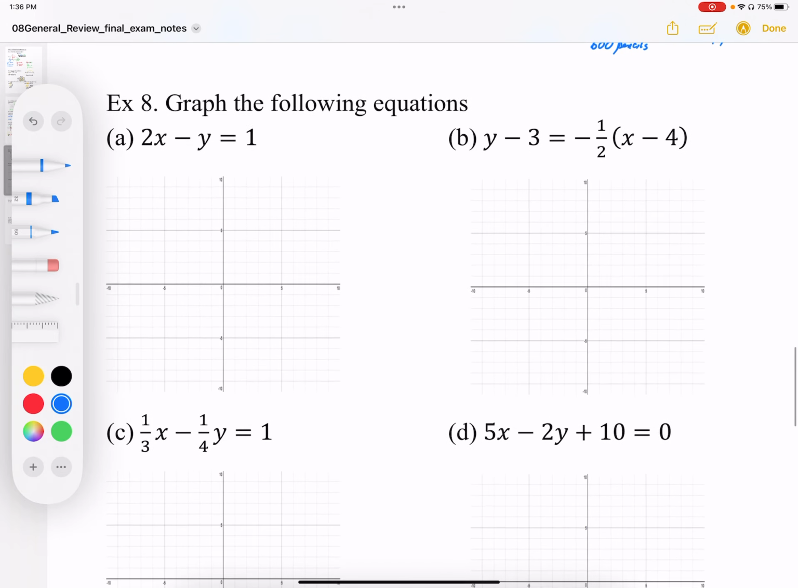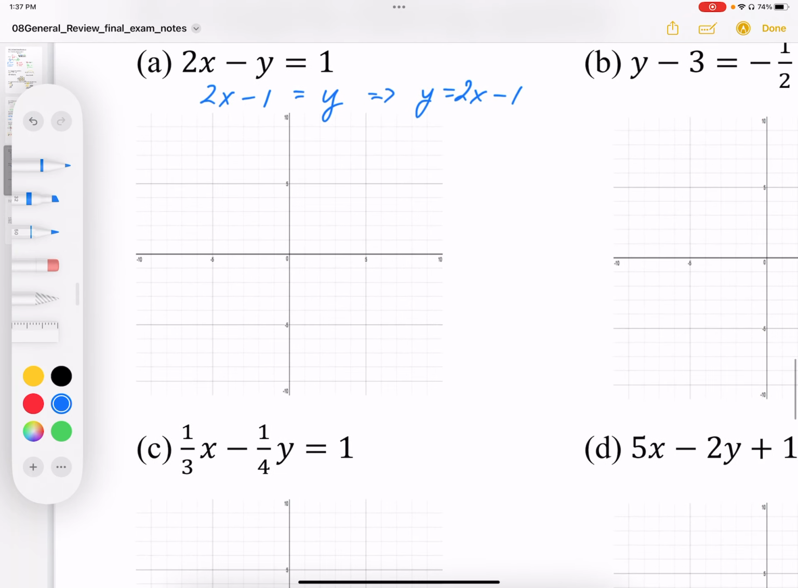For these ones we're being asked to graph. When we're being asked to graph, it's usually easier to graph it in the y equals mx plus b form or the point slope form. So I'm going to first of all solve for the y. So I'm going to subtract 1 from both sides, add y to both sides. So I end up with y equals mx plus b. So I can make a table of values here to help myself out, okay?